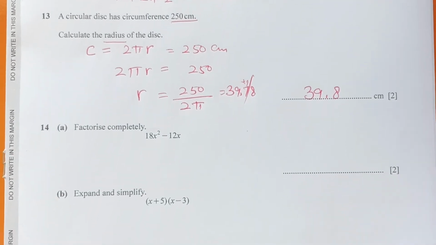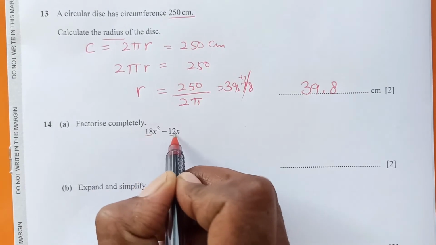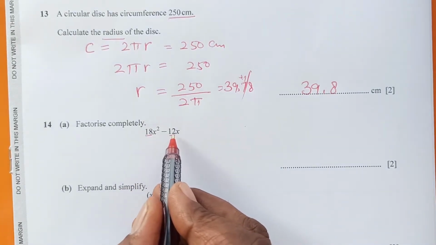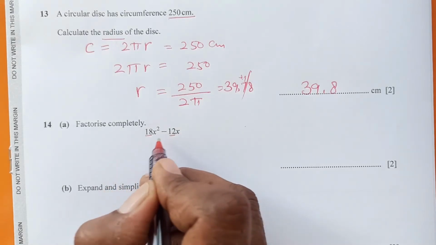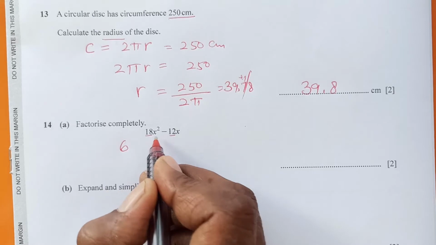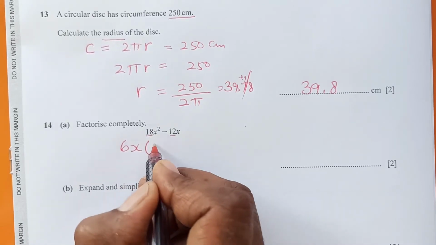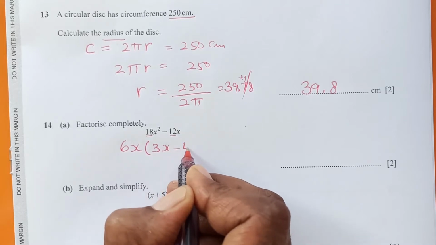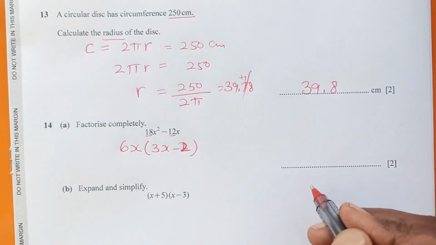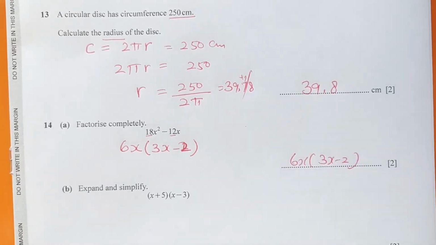Number 14. Factorize completely. So we are looking for the common factor here. First, both numbers are divisible by 3. They are multiples of 6 also, and 3 also. So we will take the bigger number, 6, and then out of here we have x, and the minimum is x here. 6x times 3x minus 2. So our final answer will be 6x into 3x minus 2, right?